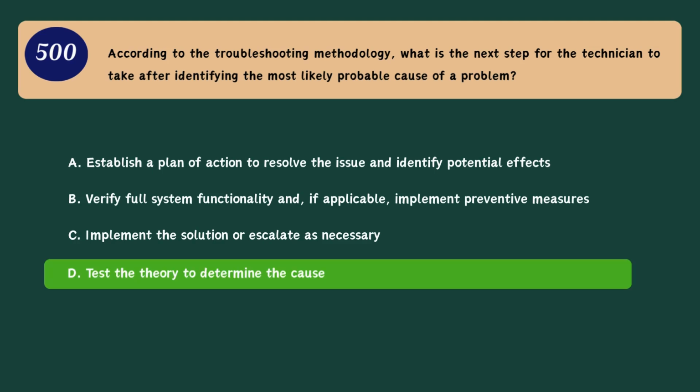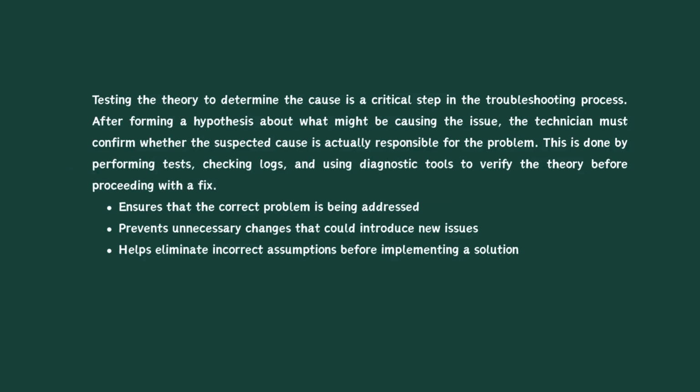Correct answer. D. Test the theory to determine the cause. Testing the theory to determine the cause is a critical step in the troubleshooting process. After forming a hypothesis about what might be causing the issue, the technician must confirm whether the suspected cause is actually responsible for the problem. This is done by performing tests, checking logs, and using diagnostic tools to verify the theory before proceeding with a fix. Ensures that the correct problem is being addressed. Prevents unnecessary changes that could introduce new issues. Helps eliminate incorrect assumptions before implementing a solution.